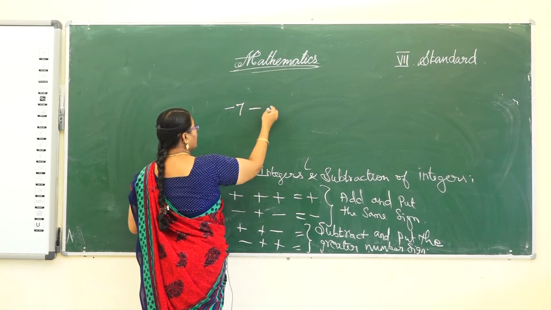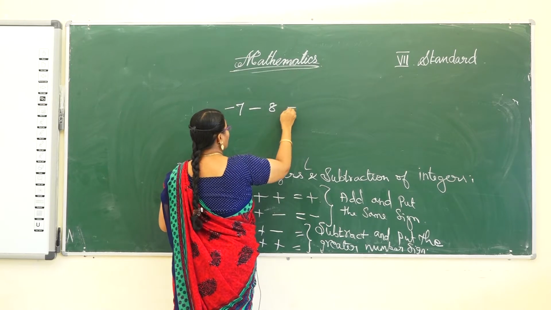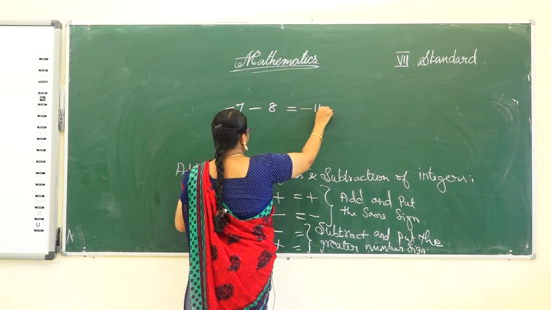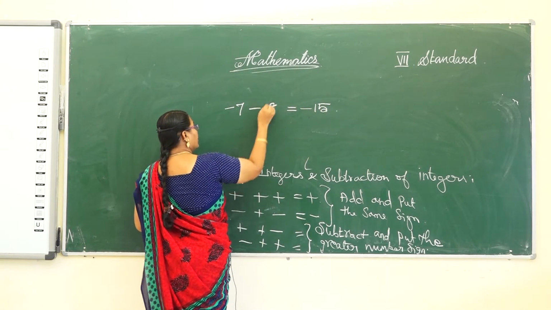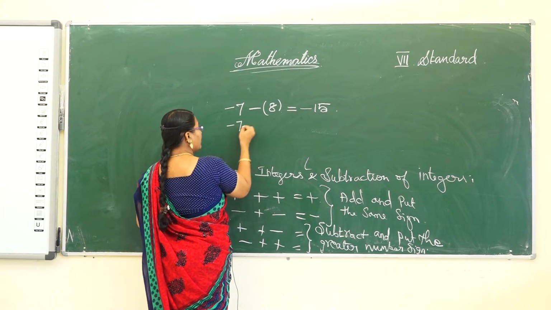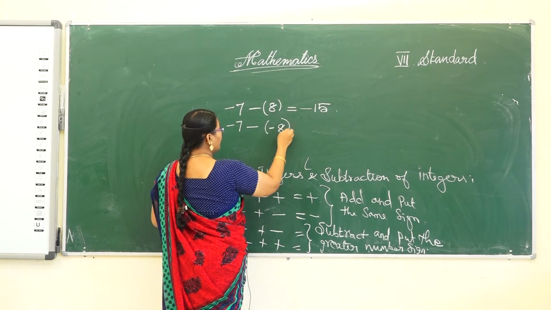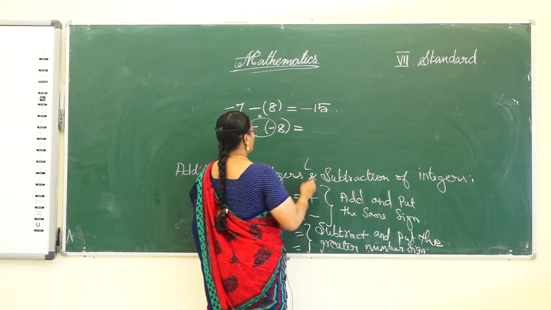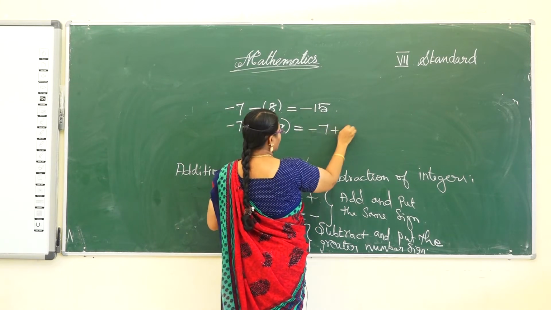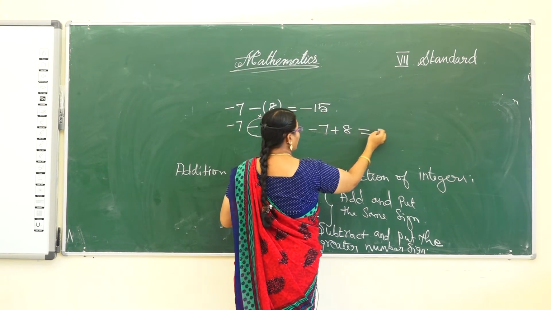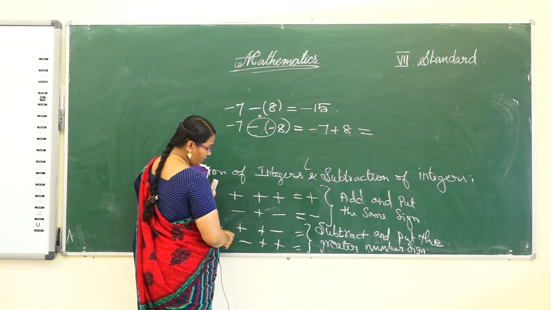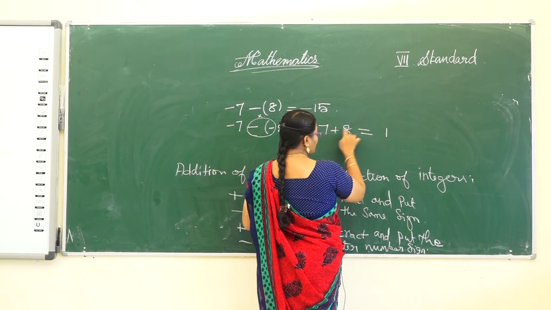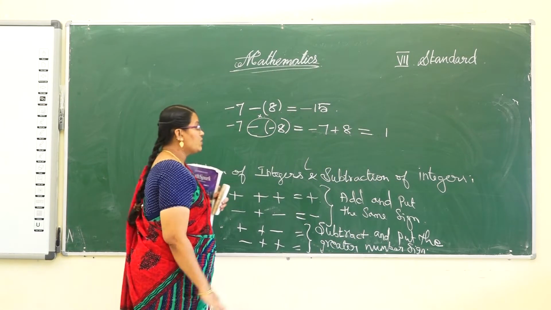Minus 7 minus 8 is equal to, both having the same sign, the same procedure. Add and put the same sign. And minus 7 minus, another one of the negative value is given. In this place, minus into minus is plus. So minus 7 plus 8. Here two different signs will come. What do we do? Subtract and put the greater number sign. Subtract 1. Greater number sign is also positive, so need not put the plus symbol in this place.